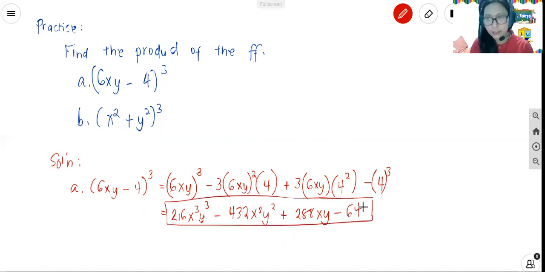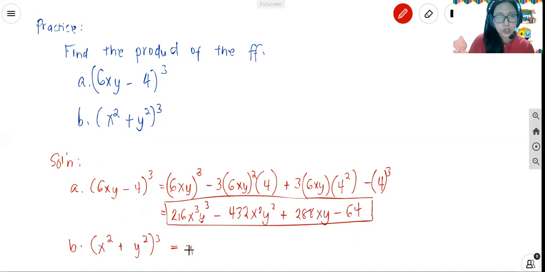Again, be very careful in terms of multiplying the terms, the elements, or the different parts of the term. If there's a need to square something, square it first before multiplying it with the other numerical coefficients. Also, if there are variables, make sure that you also distribute the exponent to the variables. Let's have letter D, (x squared plus y squared) cubed.